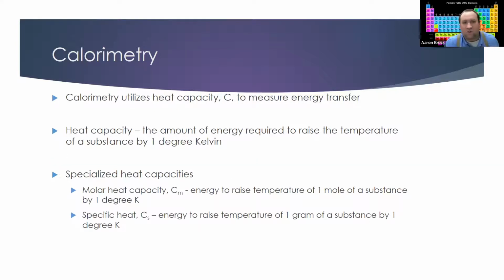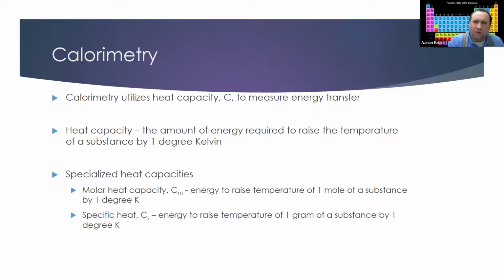Now, the way that this works is through a concept known as heat capacity. Heat capacity, which is given by the capital letter C, helps us to measure the energy transfer. Every single material has a known heat capacity. By definition, the heat capacity is how much energy it takes to raise the temperature of that substance by 1 degree Kelvin. So we have a very easy transition between energy in joules and temperature change in degrees Celsius or degrees Kelvin.